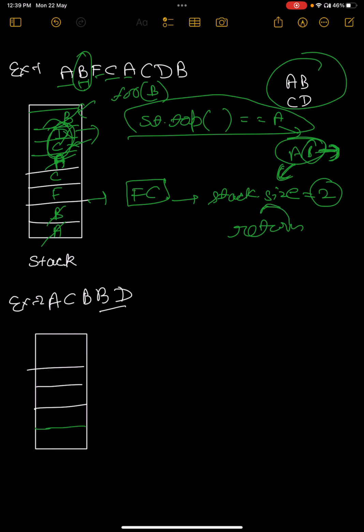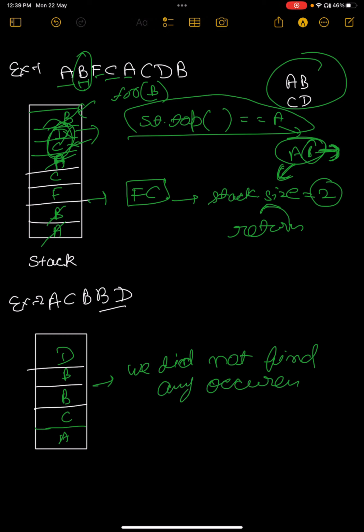Now understand with another test case. You simply push every element and compare with the top element. A, nothing will happen. C, no. B, no. No occurrence has occurred till now. B, nothing happened. D, we did not find any occurrence, right? Very basic standard question.